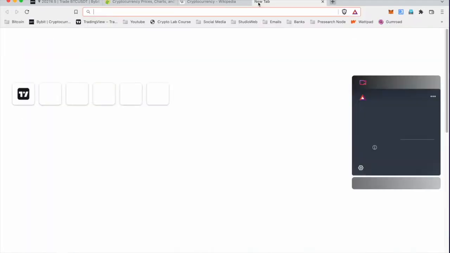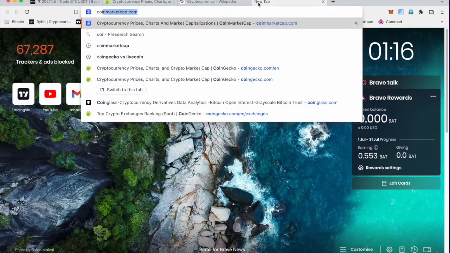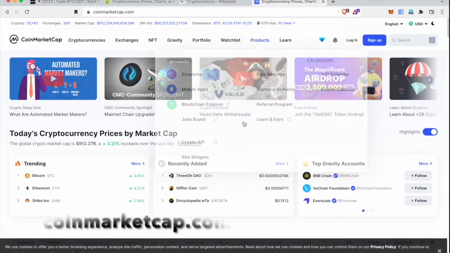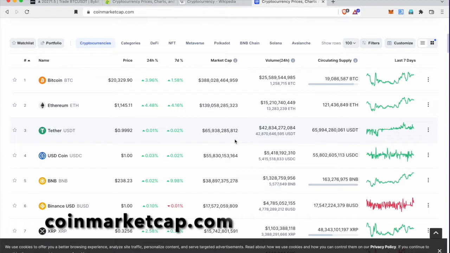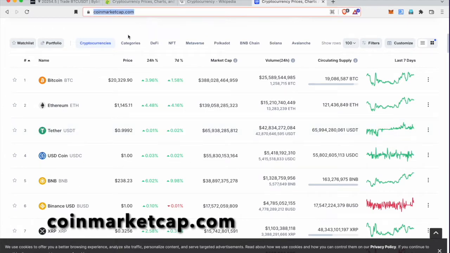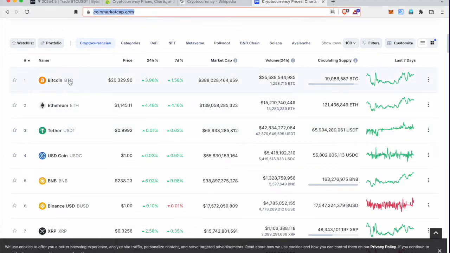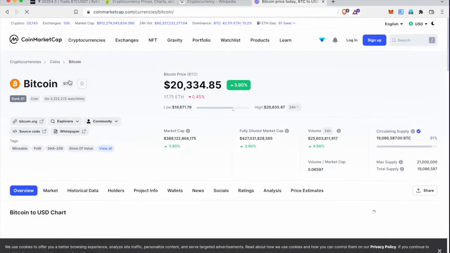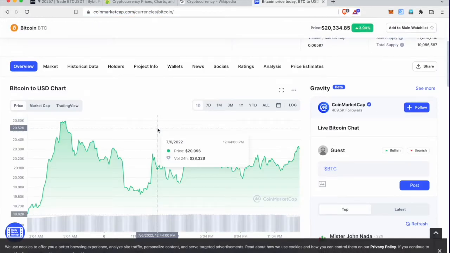The second website I use is called coinmarketcap.com. I sometimes use it. I just prefer CoinGecko's interface, that's all. You guys can try both websites and comment below which one you prefer.